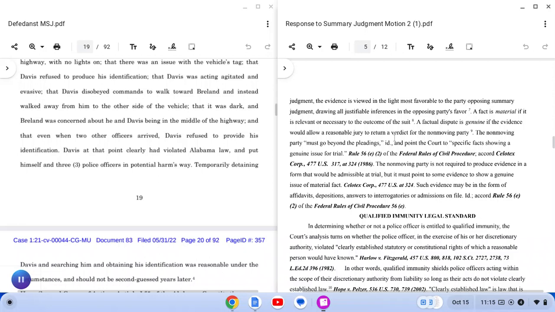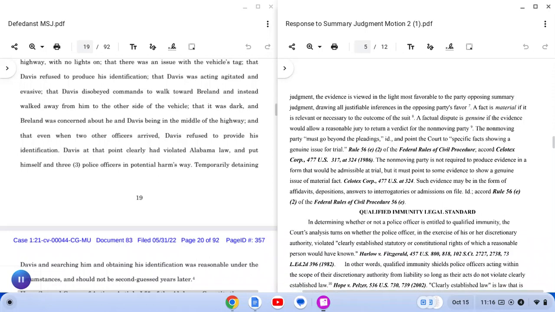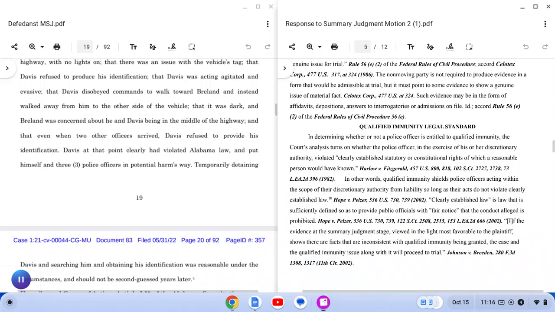Let's see. The non-moving party must go beyond the pleadings. They're talking about me because I didn't move for summary judgment. So if you didn't move for summary judgment and you're a plaintiff in the case, this applies to you. The non-moving party must go beyond the pleadings and point the court to specific facts showing a genuine issue for trial. And you see how I'm citing my authority for saying what I'm saying? Same way they did. That's how you have to do it.